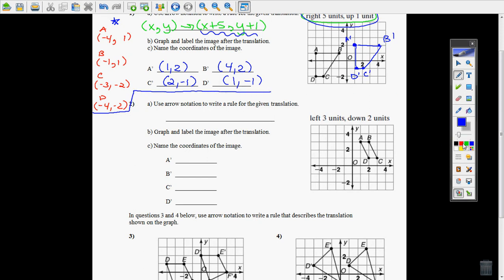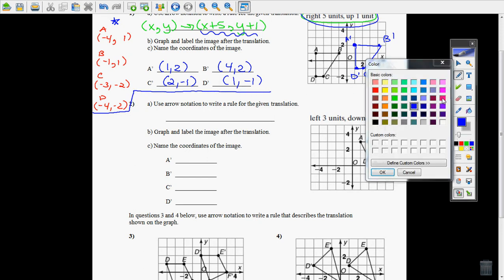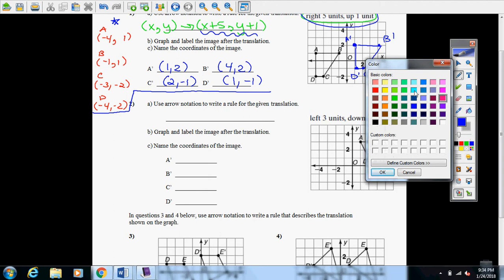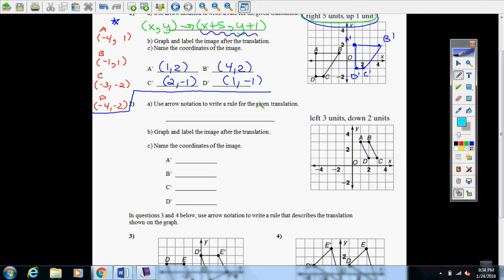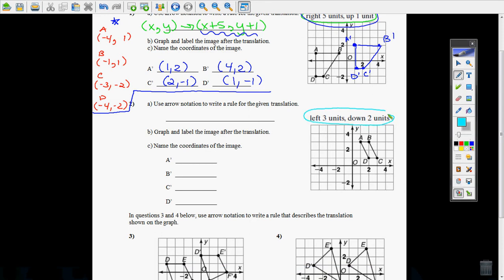All right, number 2, same thing. Let me change some colors here. All right, so now we're doing this one here. Arrow notation, we would say (x, y). And we're going 3 units left, so that's going to be x minus 3. And 2 units down is y minus 2. Vector notation here would be <-3, -2>, because since the -3 is in the x place, that's telling you subtract 3 from the x. And the -2 is in the y place, which means you're subtracting 2 from the y.